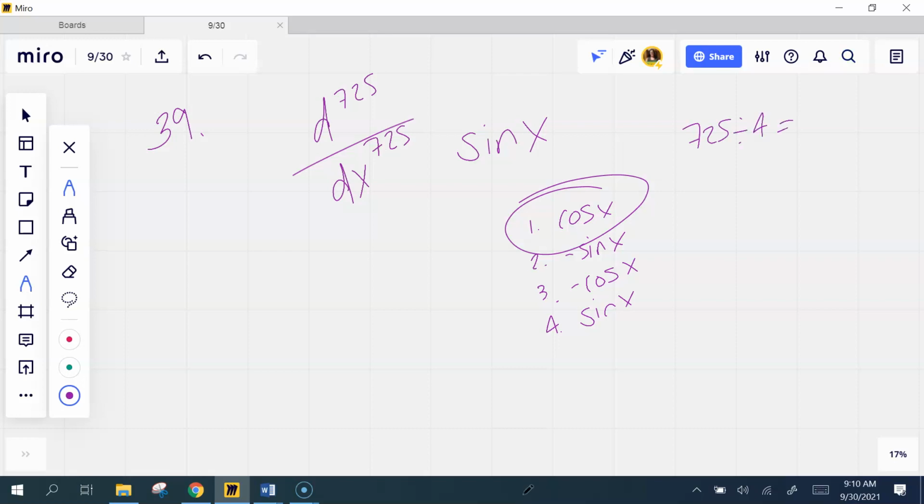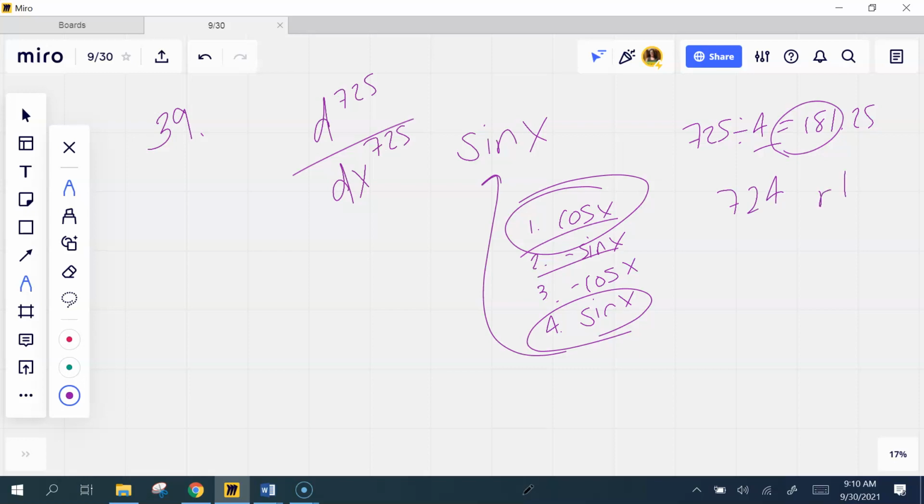Okay, so how do you know 4? Because I just did all the iterations and look, it comes back to sine x where I started. So 181 times 4 was 724. Is that right? So there was a remainder of 1, which tells me go to the first iteration. Okay, I mean i squared. Yes, that's the same thing.